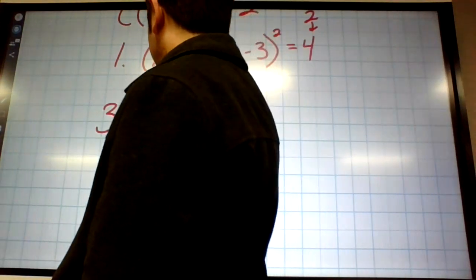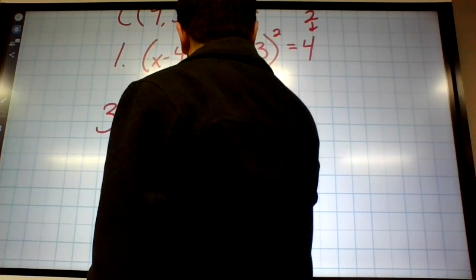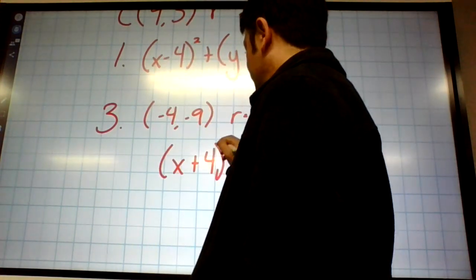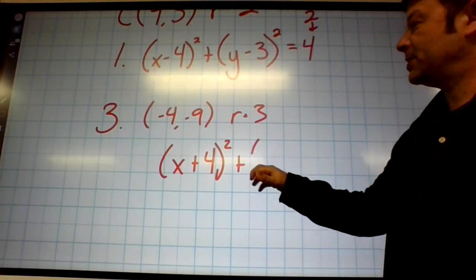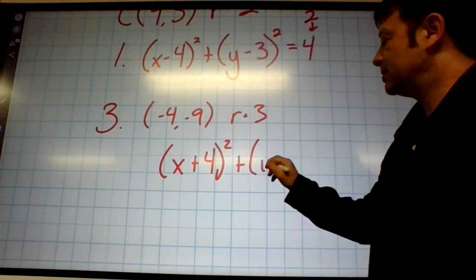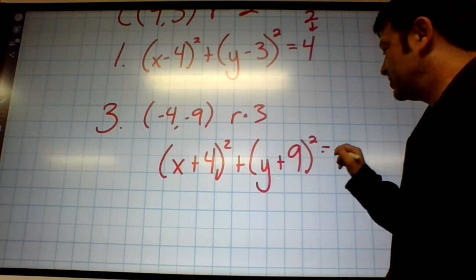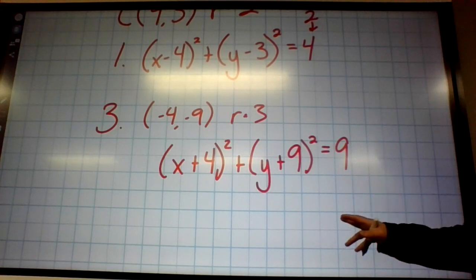-4, -9, 3. Right, so it's a -4, so I'm going to put x plus 4 squared. There's always a plus between the parentheses, and then it's a -9, so I'm going to put y plus 9 squared. And that equals 3 squared, which is 9.